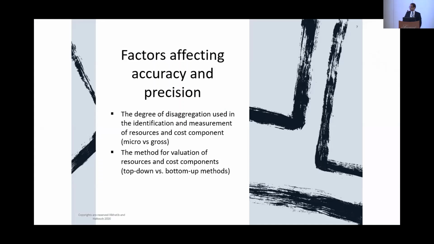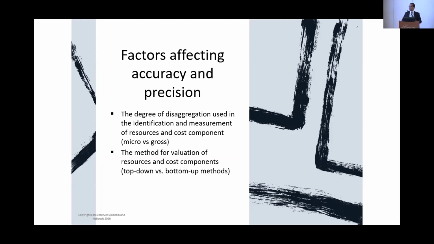The factors that affect accuracy and precision include the degree of disaggregation, and I will talk about this now. For example, micro versus gross, the detailed costing method versus the average costing method. How you disaggregate the cost inputs in your model.